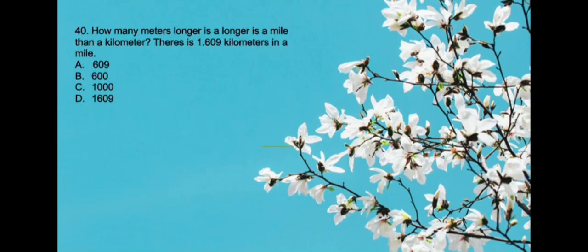Next number 40. How many meters longer is a mile than a kilometer? There are 1.609 kilometers in a mile. A 609, B 600, C 1000, D 1609.